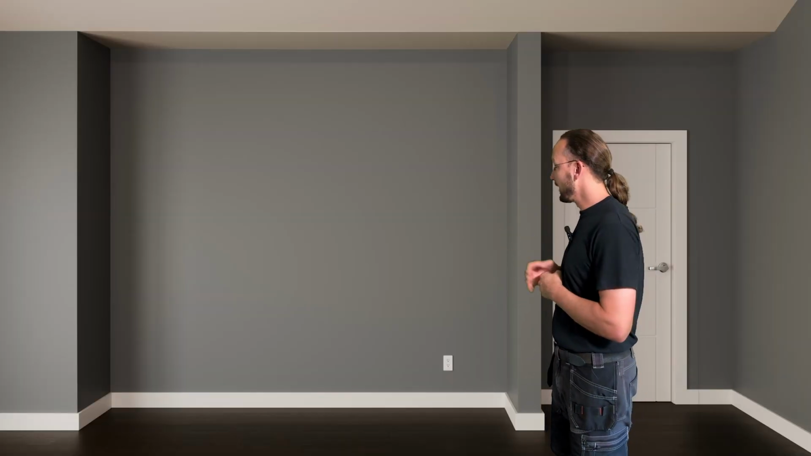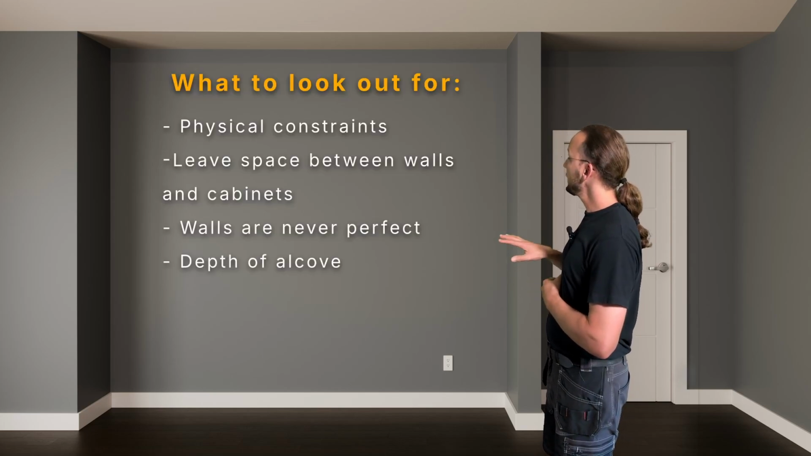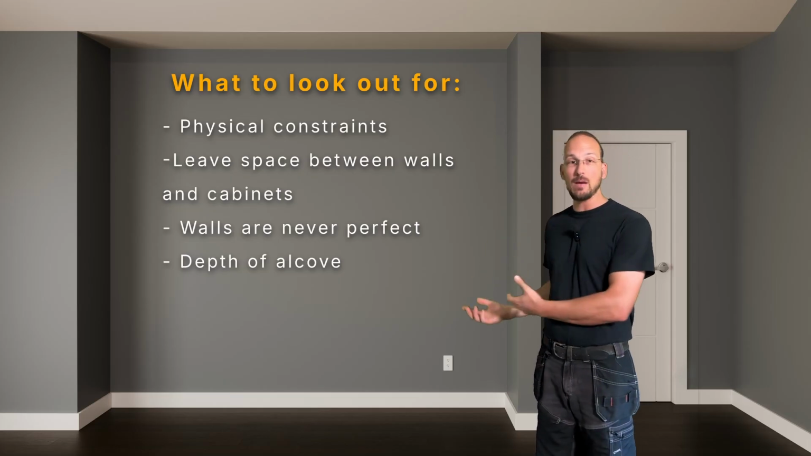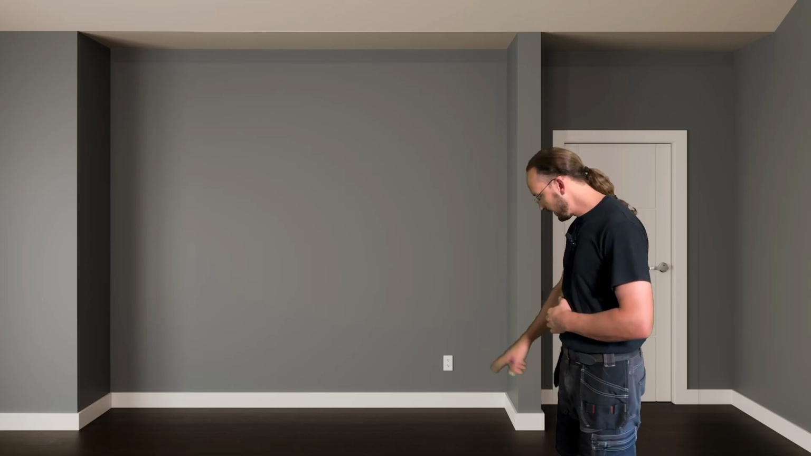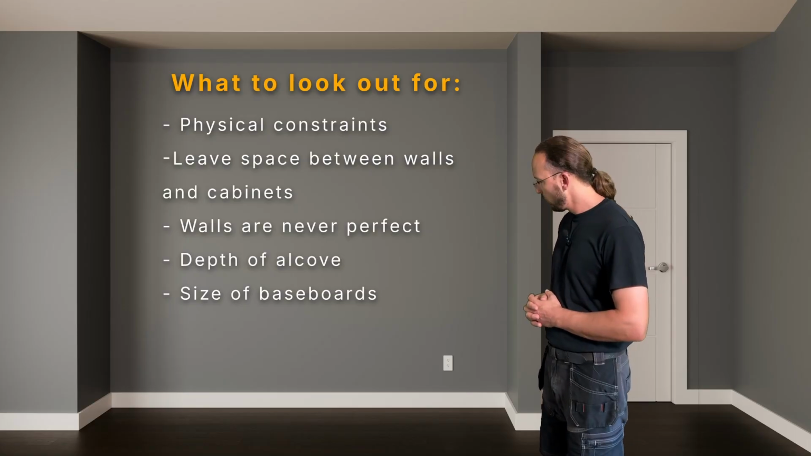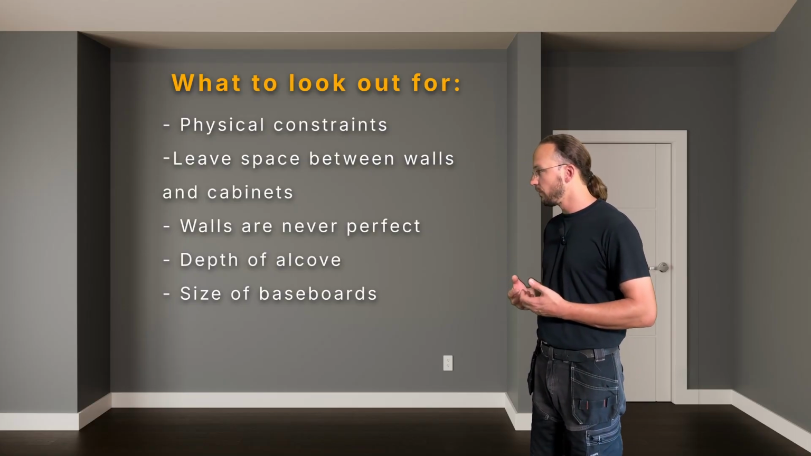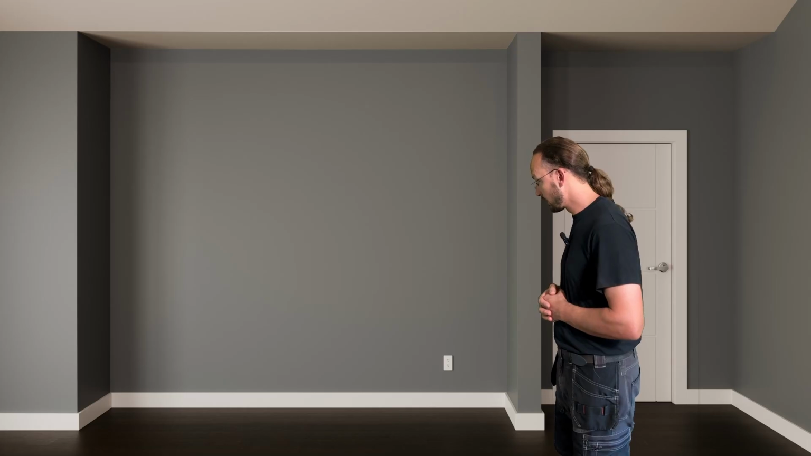But anyway, moving on. We can also see here that the depth of this alcove will limit the depth of our cabinets to less than regular kitchen counter depth. And then we have the baseboards here, which appear to be higher than the regular clearance of a standard base cabinet, which would be 100 millimeters. So we'll definitely have to take a look at that when we take our measurements.